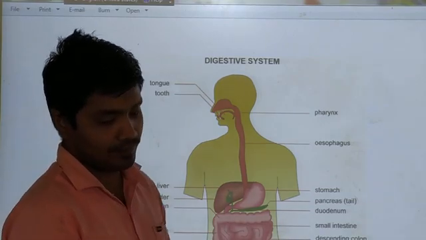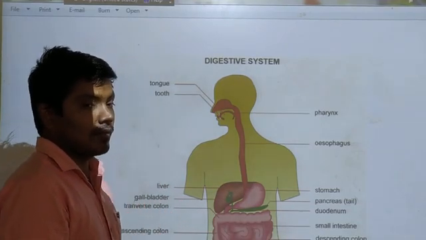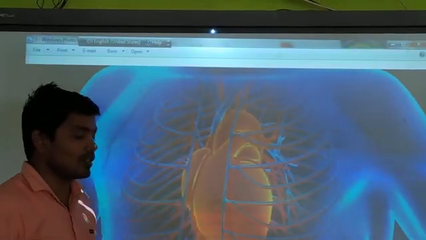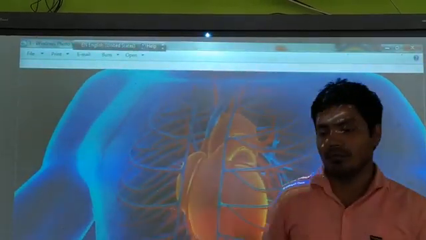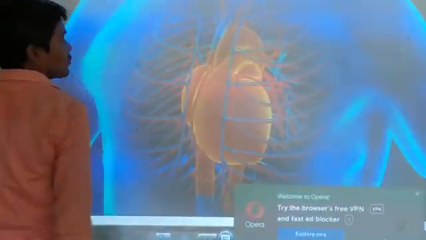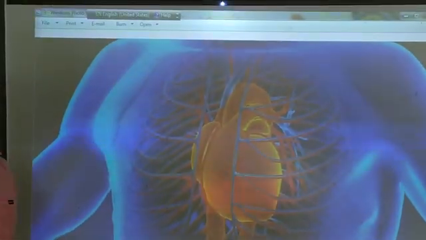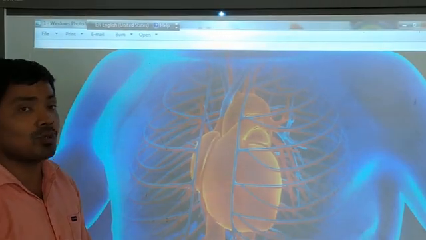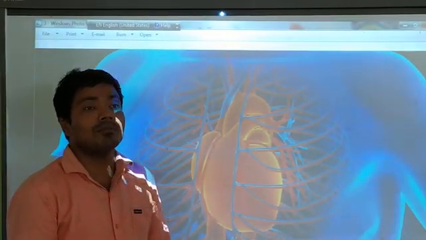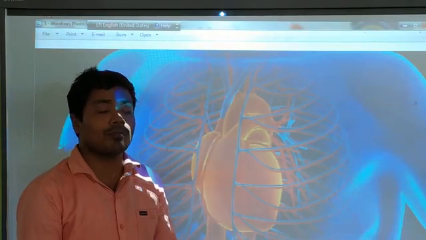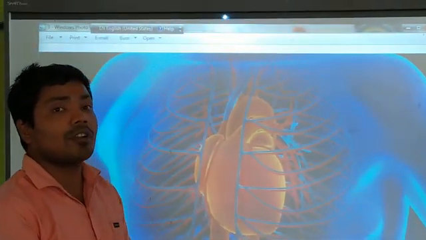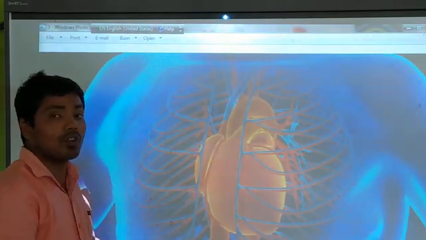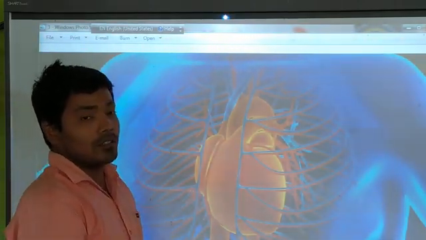After the digestive system, dear students, we shall read about the circulatory system. Circulatory, matlab circulation, helps our body to pass the blood from the heart to other parts. Heart, blood and blood vessels are the parts of our circulatory system.